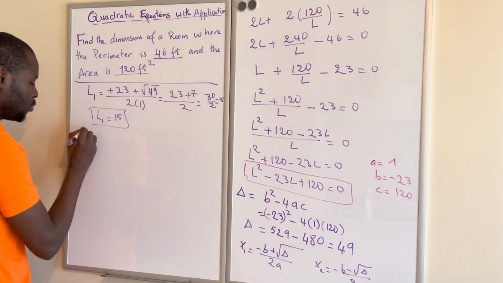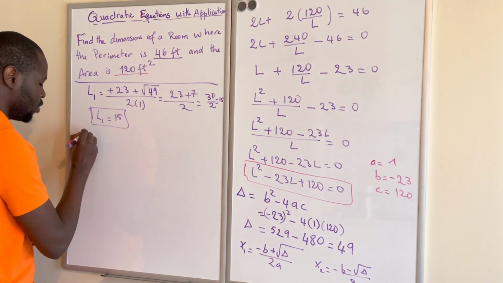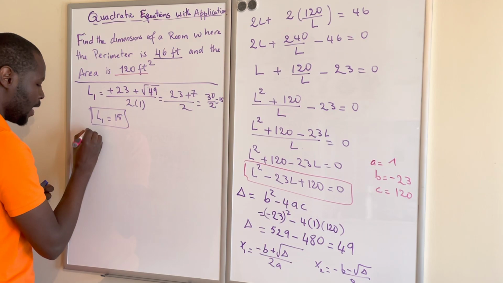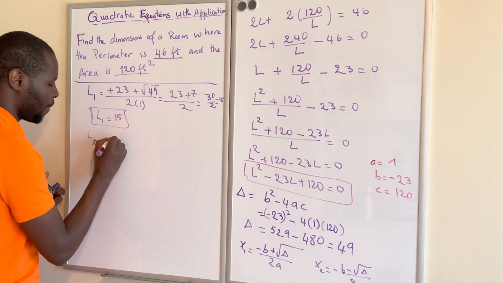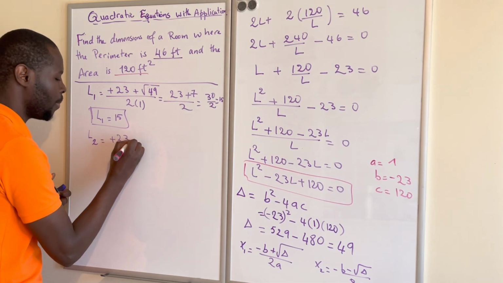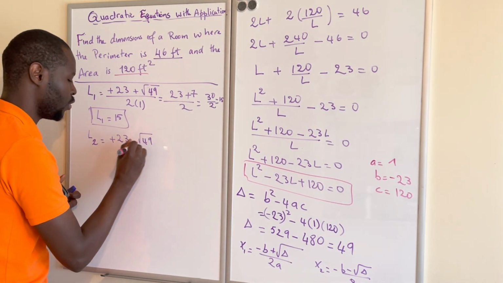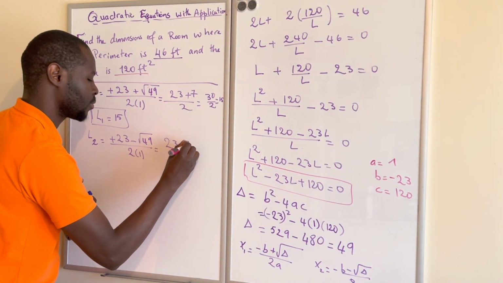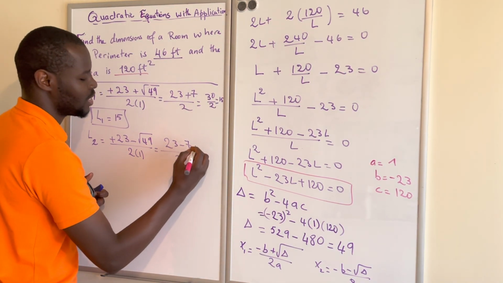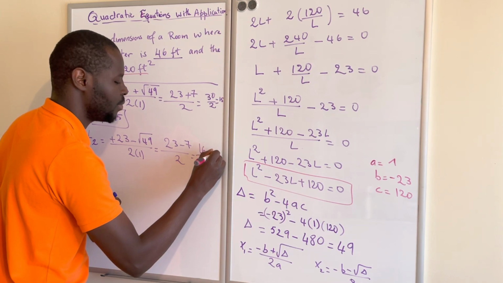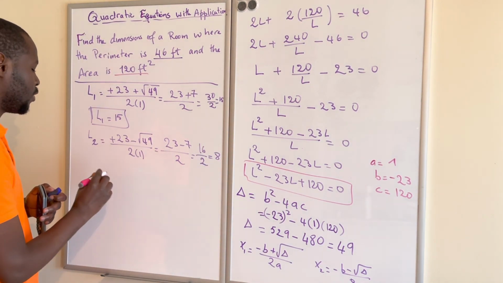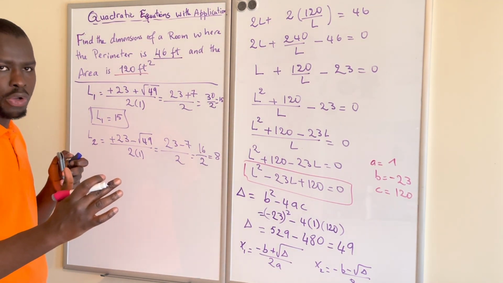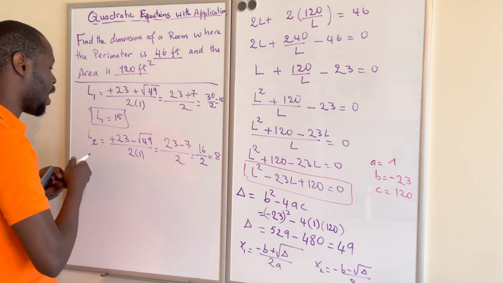Okay, so what is L2? We're only going to have one length, but we will solve for both of them to see which one is bigger, because the length should be bigger. L2 equals negative b, which is positive 23, minus the square root of delta, which is 49, over 2a, which is 1. So 23 minus 7 over 2. 23 minus 7 is 16, divided by 2, that will give me 8. So as we can see, we have two values of L, right? L equals 15 or L equals 8. Since it's the length of the room, it should be the longest. So 15 should be our L.